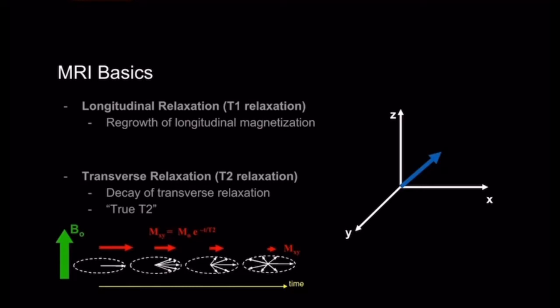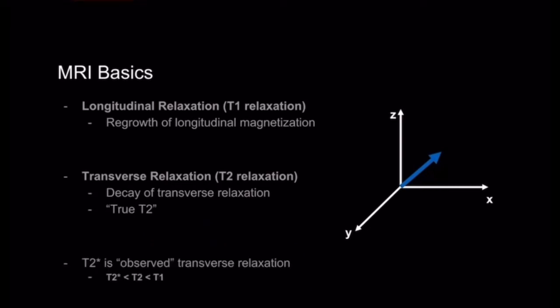Again, don't lose sight of the main point here if none of that made sense. The main point is that different tissue environments result in different relaxation rates, and therefore different tissues can give us different amounts of signal, and they look different on imaging.